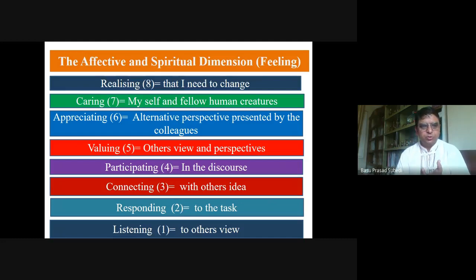During this course, we encourage the learner to appreciate alternative perspectives presented by colleagues, and to care for themselves and follow human values. We also develop the skill of realizing, that means who am I and what we need to do. That is the key foundation question for us. To change the society, we need to change ourselves first. So we try to develop the realizing part, that is the feeling part. So who am I, what we need to do, etc.